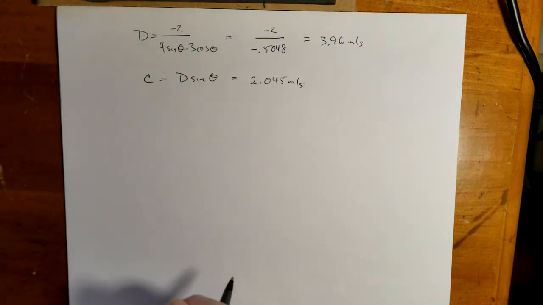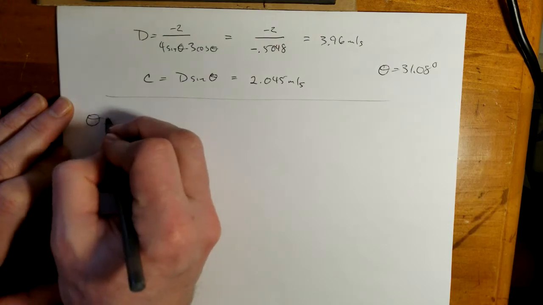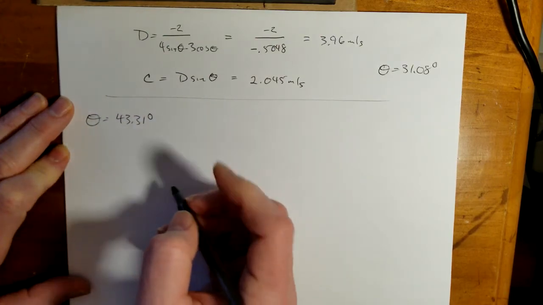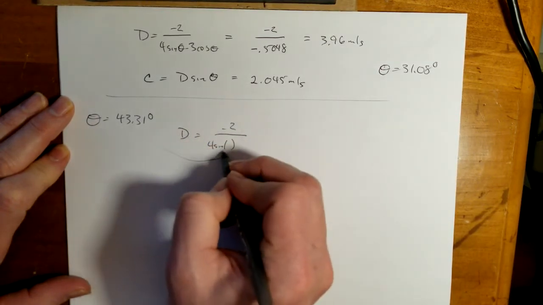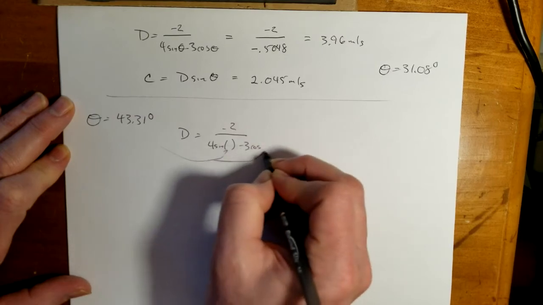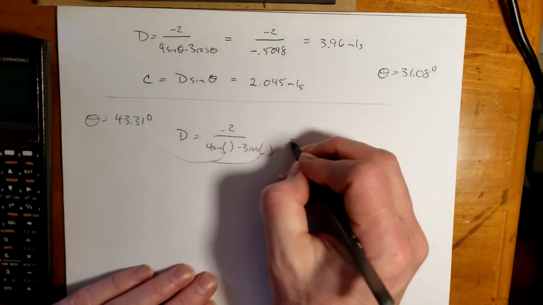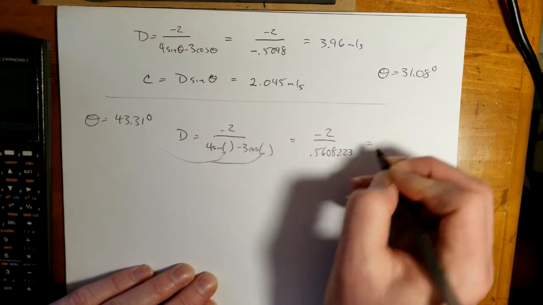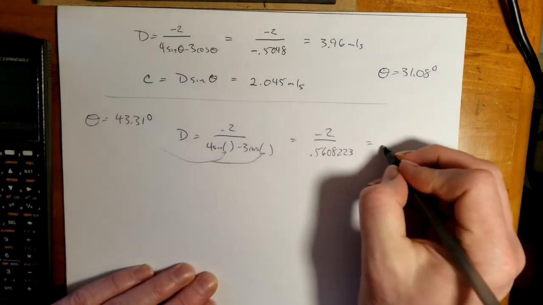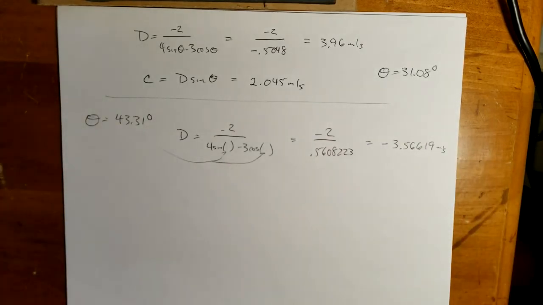Now, if I use the first angle, this again is theta equal to 31.08 degrees. Now, if I'd chosen theta equal to 43.31 degrees, notice what happens to d. I have d equal to negative 2 over 4 sine of that angle minus 3 times the cosine of that angle. I did not write it down, so let me calculate that again. This would be negative 2 over 0.5608223, which is negative 3.56619 meters per second.